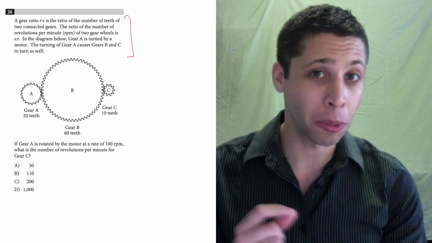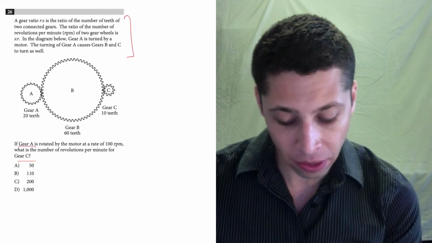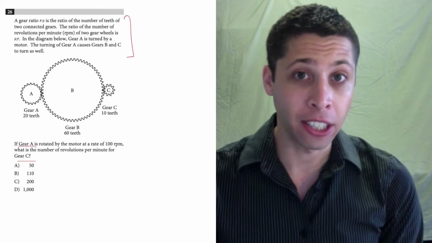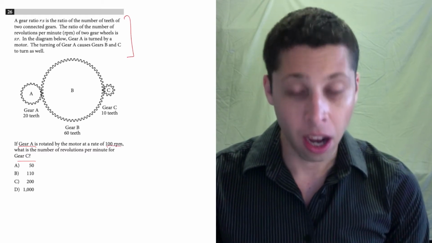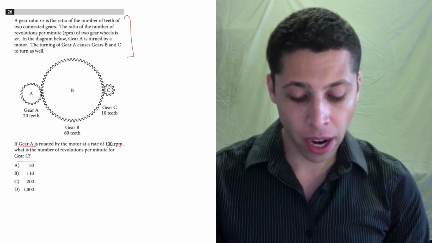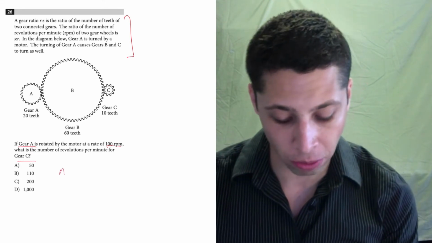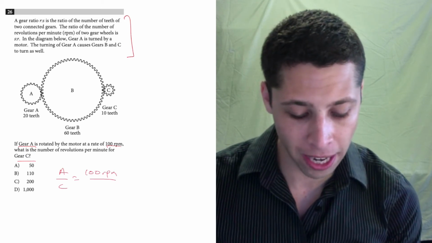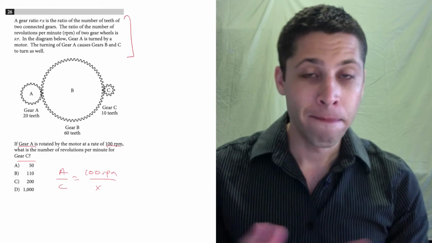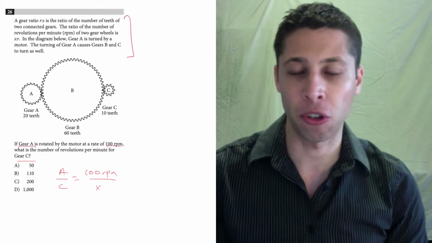I understood what they were asking for in the actual question. They're asking for us to compare gear A and gear C. They tell me the number of rotations for gear A, 100 rotations per minute, and I'm trying to figure out, okay, what does that mean for gear C? So there's some sort of ratio, right? Like A to C is somehow 100 RPM to some number. We're using ratios, but we really just need to think about the situation.